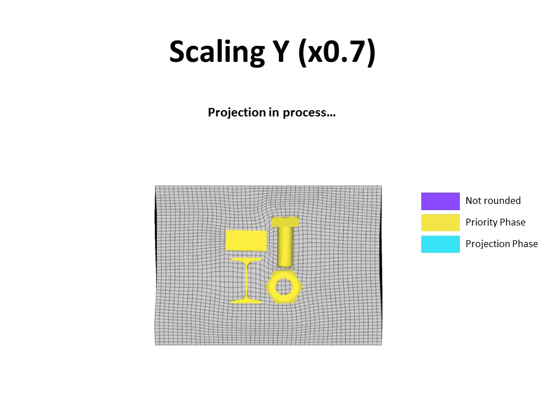Once all components are rounded in the priority phase, they are further rounded in the projection phase, which is converting them into position constraints. Again, the smallest energy is rounded first.